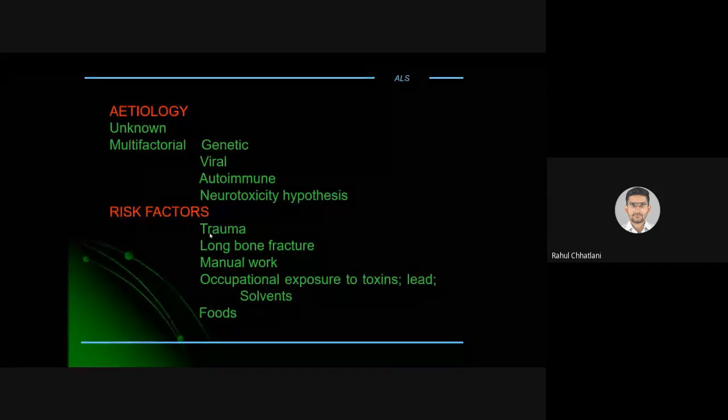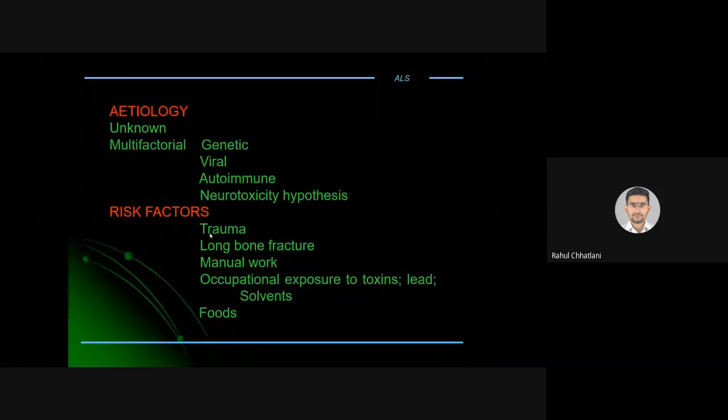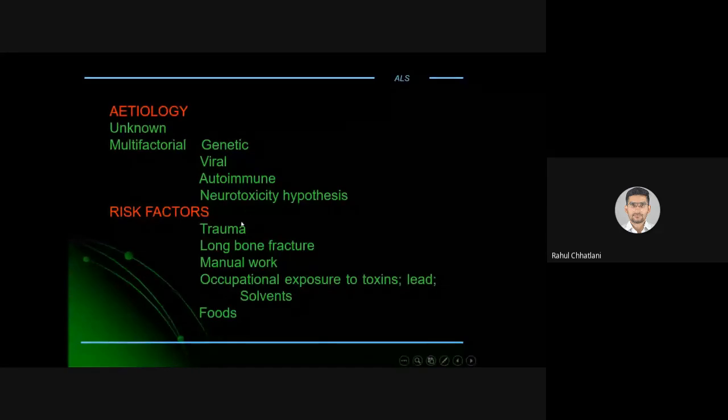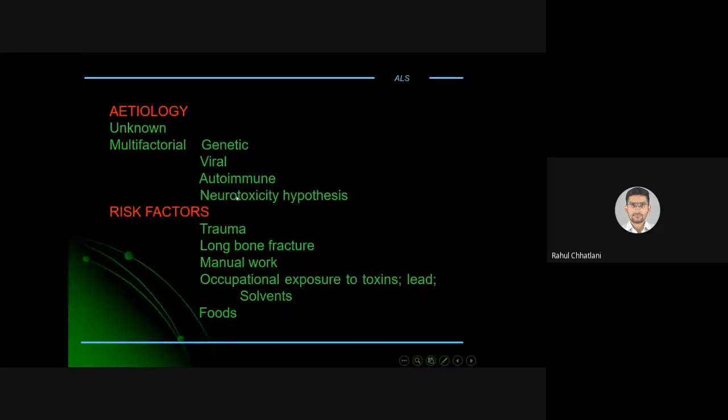Occupational exposure to toxins, lead, and solvents, because these are neurotoxic substances. Excessive amounts of toxins, lead, and solvents will lead to an increased autoimmune response. And last is certain food items, which is specific to allergic items for an individual. If a patient is taking allergic items, there are chances it will cause neurotoxicity, because the body is not adapted to consume such food.